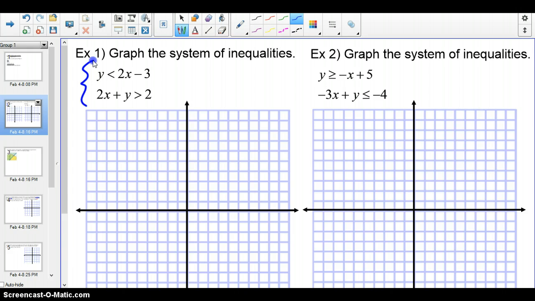So the first inequality, I'm going to have a b-value at -3 and a slope of 2. All right, so I'm going to draw a dotted line here because of my inequality. And if y is less than this, then we're going to shade below the line.